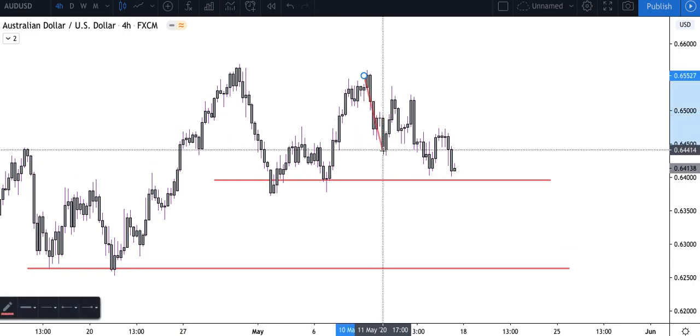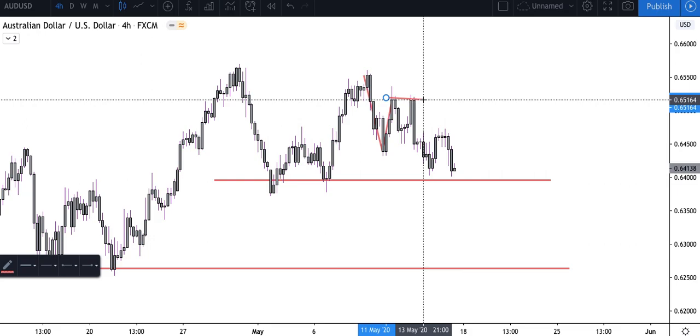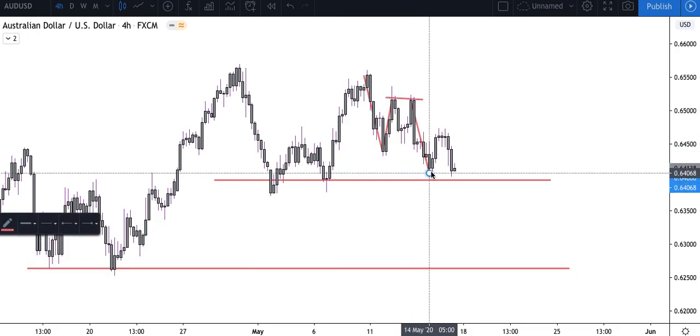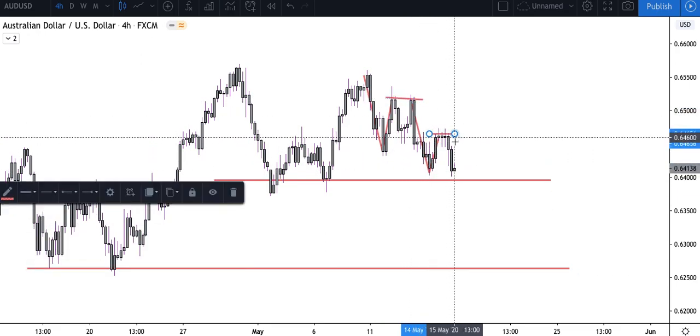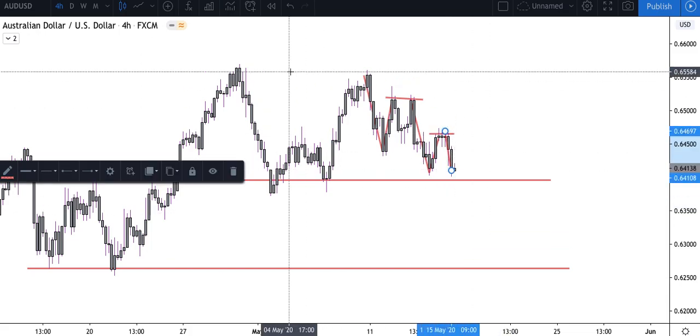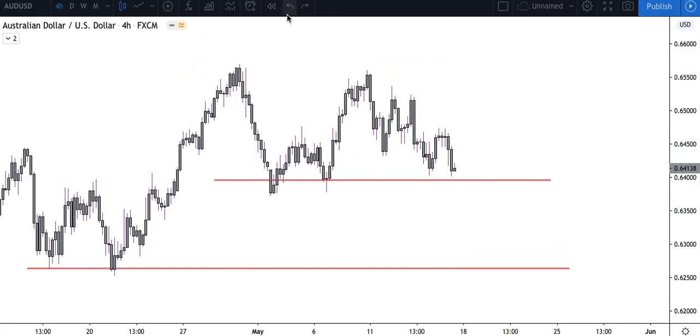You can see how we had an impulsive move, retracement, double top, impulsive move, retracement, multiple doji rejections, and now we are currently in a push phase. So I'm simply waiting for this level to be taken out, and once this level is taken out, I'll be looking for 0.62650 to be achieved.